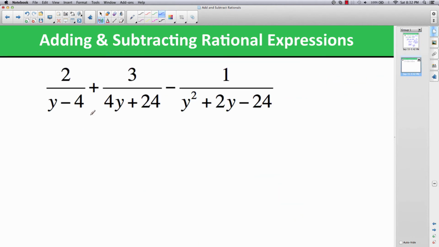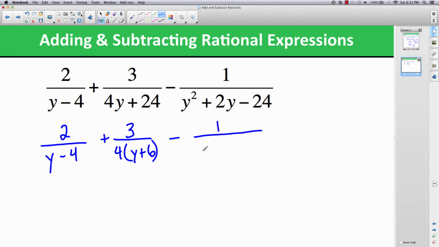Let's take a look at one more example. So once again, let's go ahead and factor our denominators. First fraction, that's good. Second fraction, we can factor out a 4. That's 4y plus 6. And our last fraction, our denominator, we can factor to be y plus 6, y minus 4.